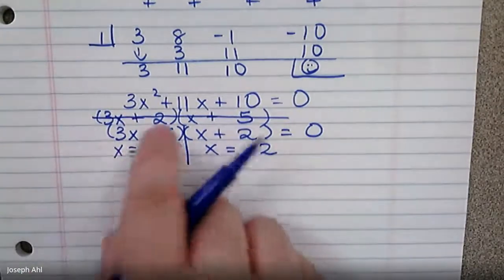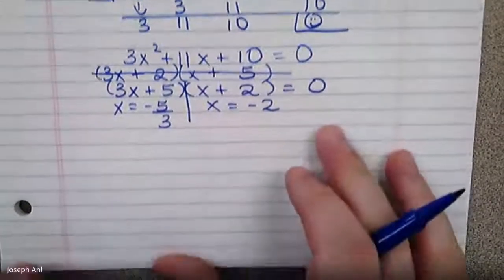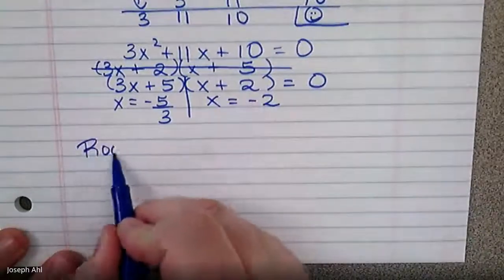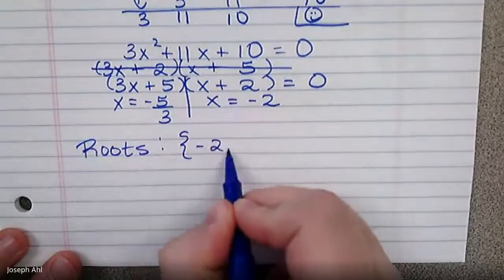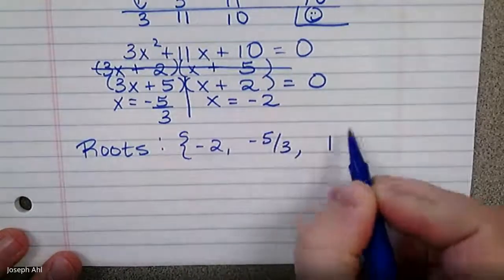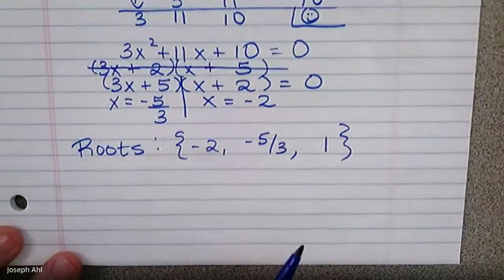You get x equals -5 thirds from this factor, x equals -2 from that factor, for a total list of roots here. What are they? -2, -5 thirds, and don't forget, when we did synthetic division, we found that 1 was a root.